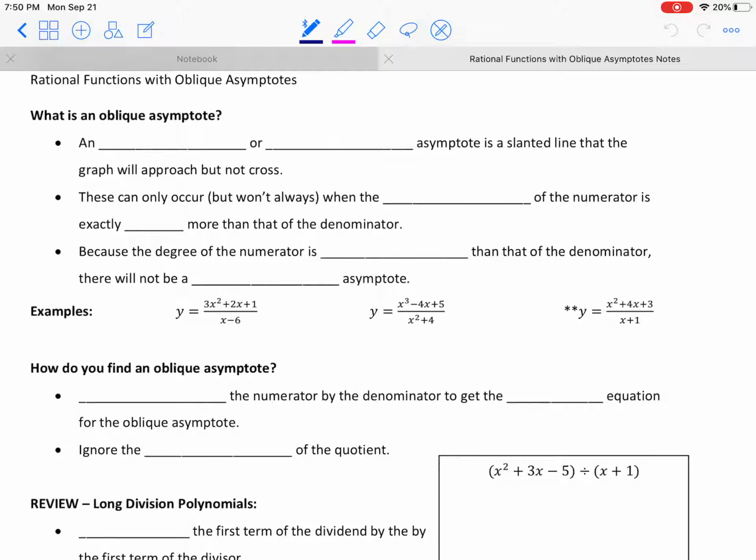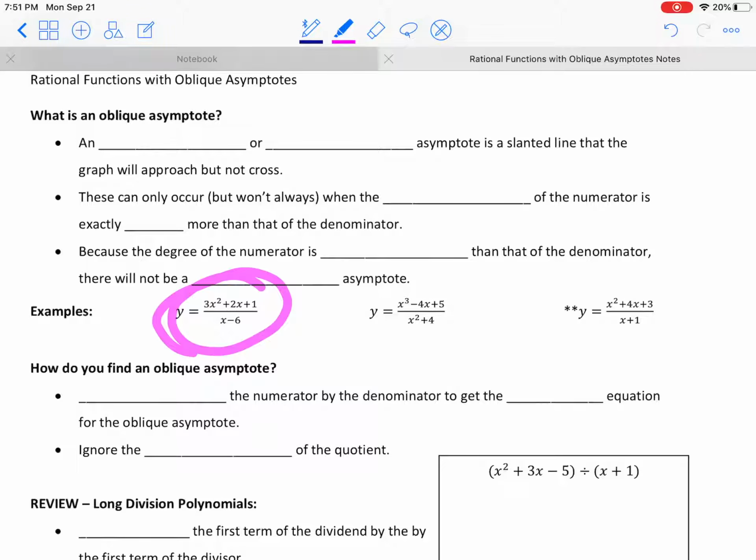Hello and welcome to our lesson on rational functions with oblique asymptotes. So just as in the last topic we saw some rational functions that looked a little different than we had expected on the graph, that's going to occur in this lesson too. So what I want to do is draw your attention to this first example that I have written here.